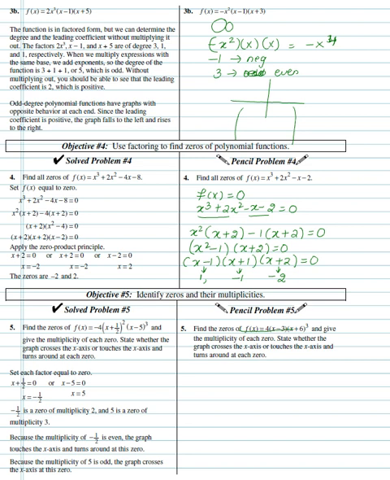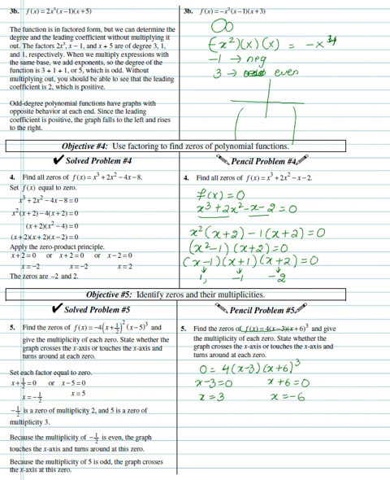Finding the zeros is the same as finding the x-intercepts. So you're going to set it equal to 0. This is 4 times x minus 3 times x plus 6 cubed, equal to 0. So I set each factor to 0. x minus 3 is 0. x plus 6 is 0. So I have x equal to 3 and x equal to negative 6.